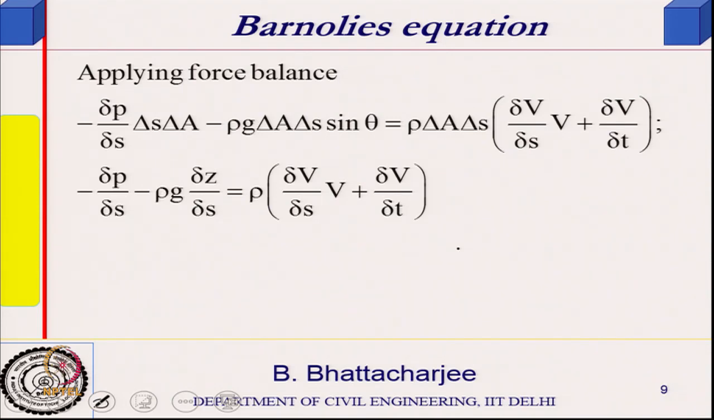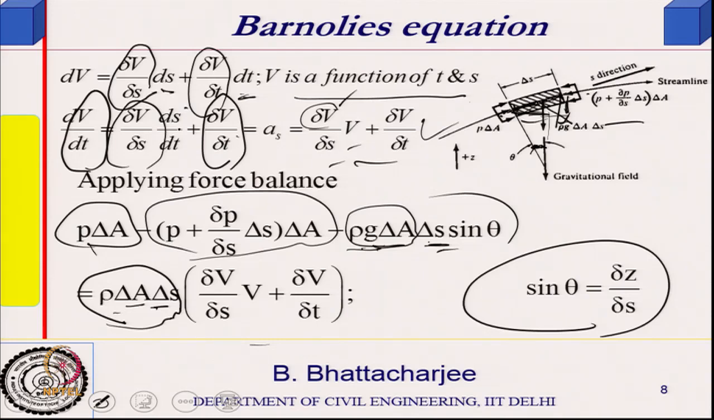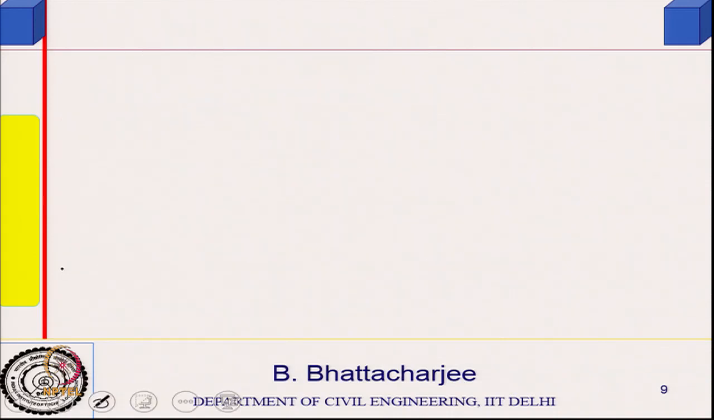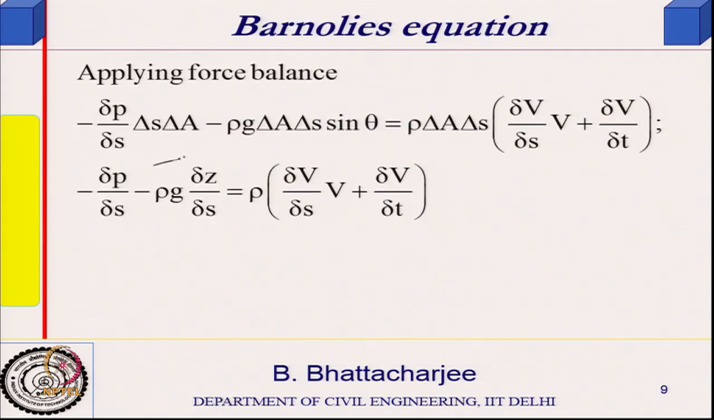Rest all will cancel out, as we can see from here. The p delta A terms will cancel out, leaving del p del s, and with a minus sign, rho g del A del S sin theta, which I will replace by del Z by del S. On the right side, rho delta A will cancel out from everywhere, and also delta S will cancel out from everywhere next.